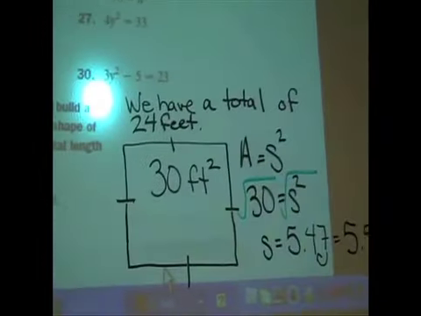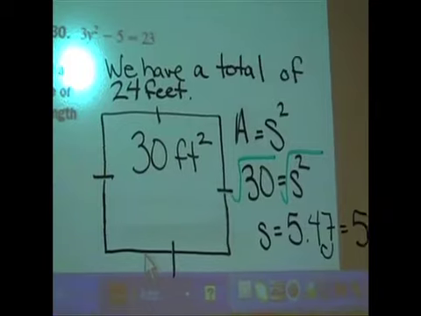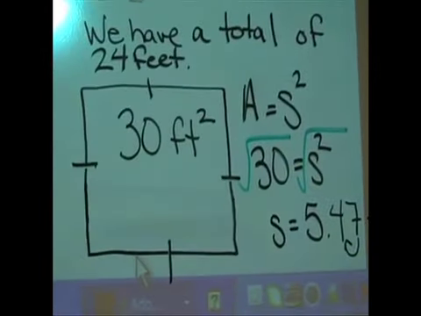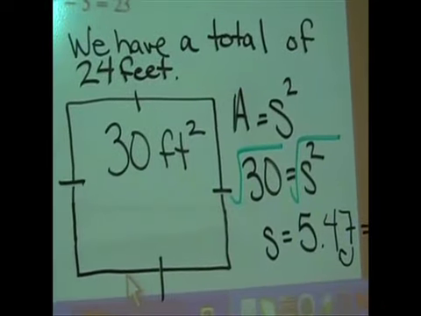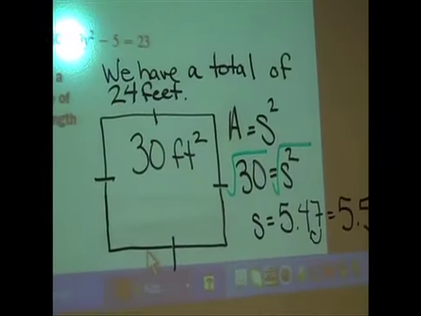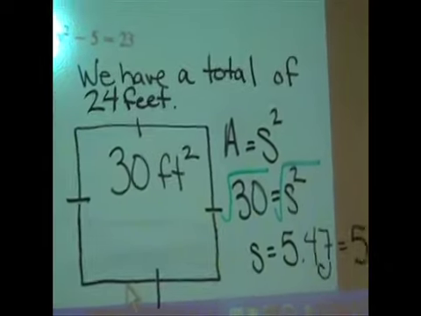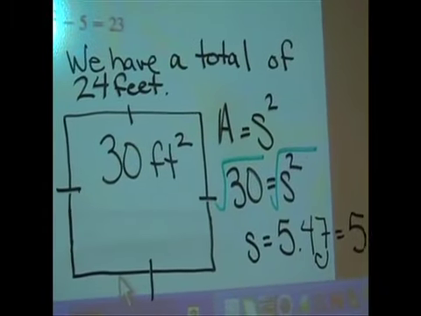So over here I drew a diagram for you. We know we have a square. Each side is equal, and the entire area is 30 feet squared. How do you find the area of a square? Side times side, length times width. So now we know we have 30 equals s squared.